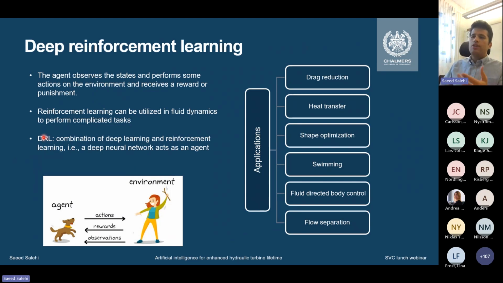And well, DRL is simply a combination of deep learning and reinforcement learning. So the agent is actually a deep neural network. Deep reinforcement learning very recently has made its own way into fluid dynamics as well, and it has been used in a couple of applications. But what I'm interested in is controlling instabilities through deep reinforcement learning.